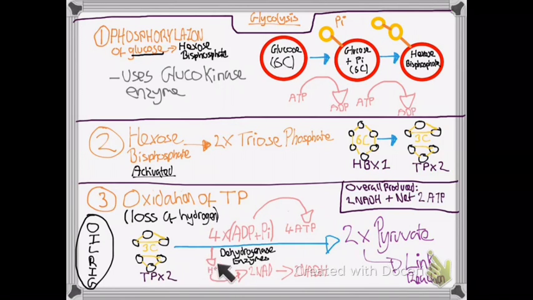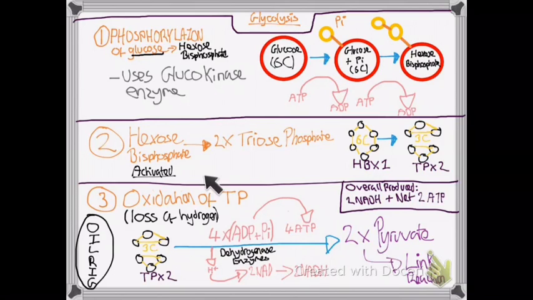So we need to get rid of this hydrogen. So what comes along is coenzyme NAD. So 2 NAD can both take on 2 hydrogens each to become reduced NAD, 2 NADH. So dehydrogenation of the triphosphate produces 2 NADH.